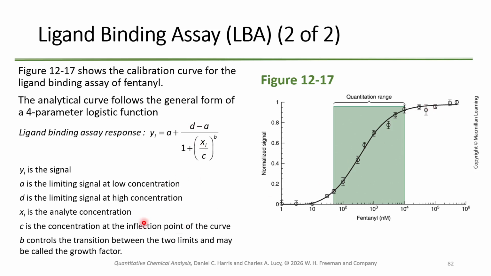And so Xi is the analyte concentration down here. And then C is going to be the concentration, the inflection point of the curve right here. This is where you're going to reach this inflection point. And then B is going to control the transition between the two limiting values. This is typically called the growth factor. If this is a larger number, this is going to end up being much steeper.